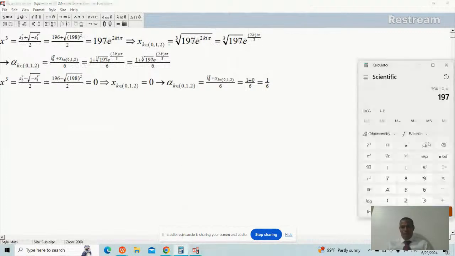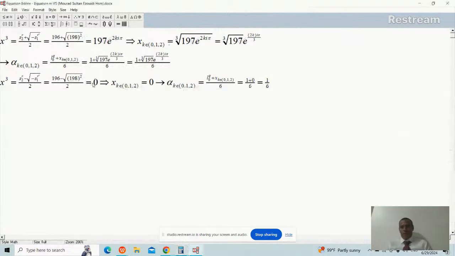I'll just write 196 minus 198. Then I should divide by 2. Divided by 2. This one has to be equal to minus 1. Therefore, minus 1 is a negative number.